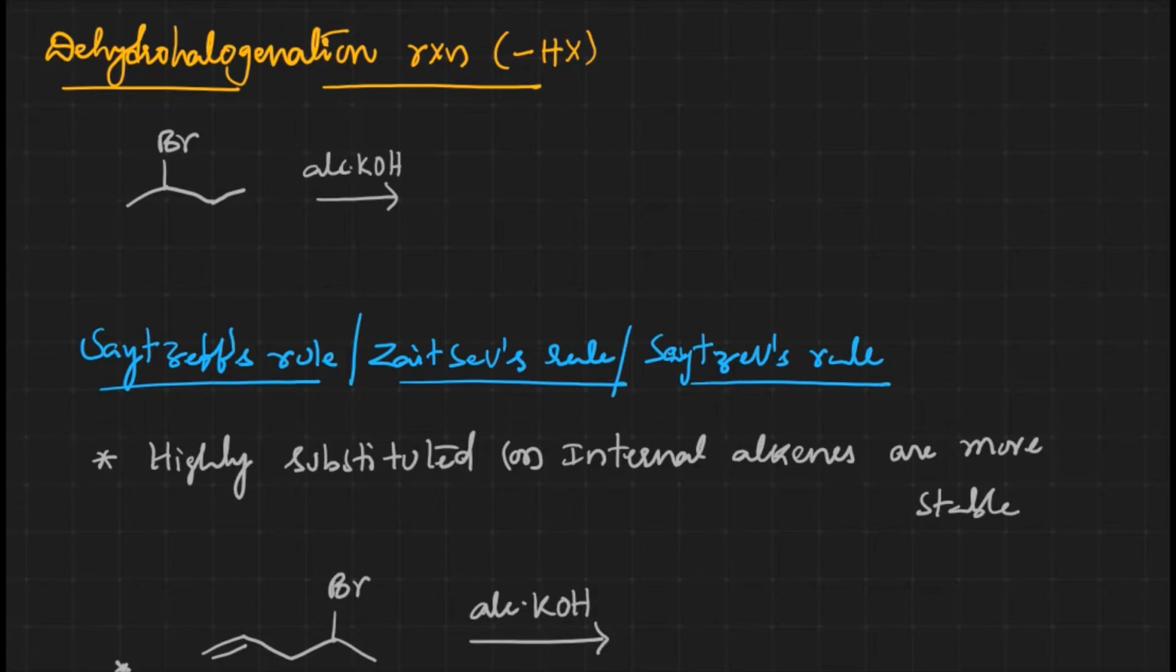Hello friends, in this video I am going to discuss the dehydrohalogenation reaction. Dehydrohalogenation means hydrogen and halogen both will be eliminated from the substrate. Let us see how the reaction takes place. This is the alkyl halide, and we are using alcoholic KOH or NaOH. Alcoholic KOH or NaOH is known as the dehydrohalogenating reagent.